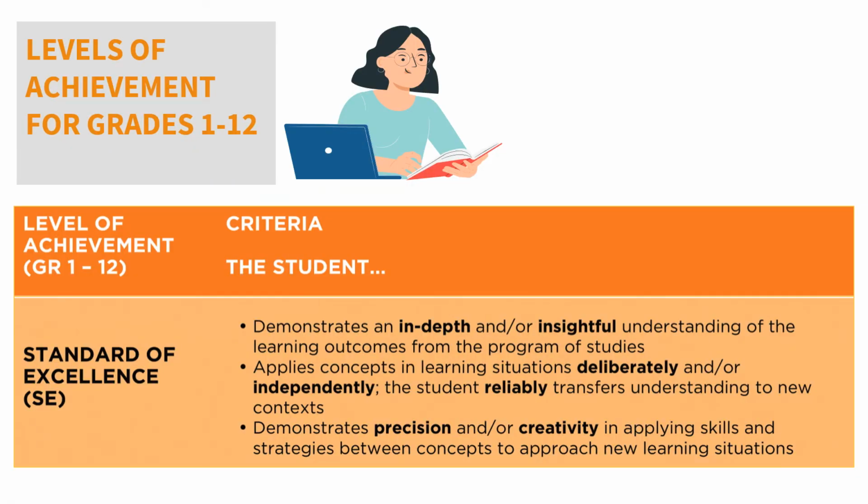The levels of achievement for grades 1 to 6 are Standard of Excellence, Proficient Standard, Acceptable Standard, and Beginning Standard. When a student demonstrates an in-depth understanding of the learning outcome, can apply concepts independently and to new contexts, and demonstrates creativity in applying the skills and strategies between concepts, they are achieving at a standard of excellence.